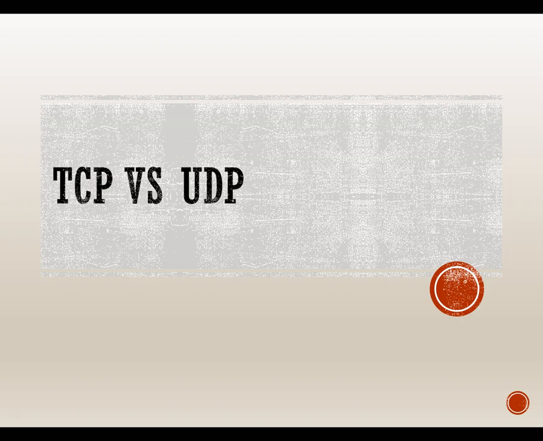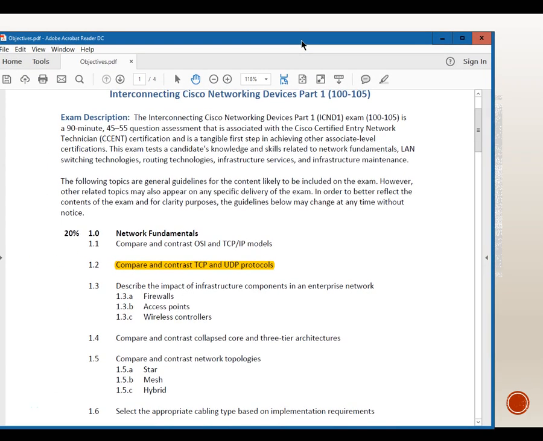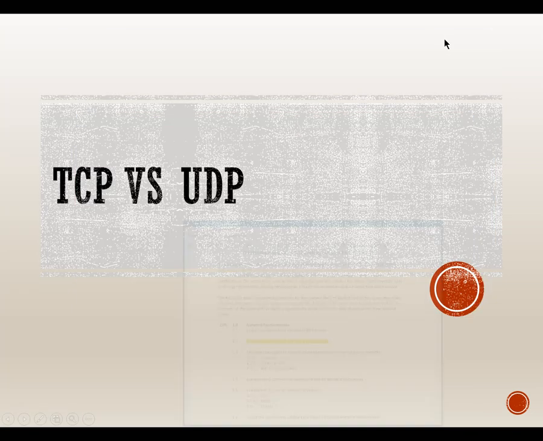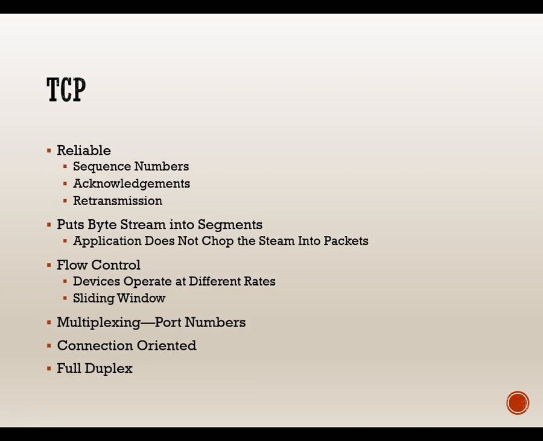In this segment, we'll take a look at the TCP and UDP protocols for a few minutes. Drag over the objectives of, again, Network Fundamentals Objective 1.2, compare and contrast TCP and UDP protocols. So let's get going with that so we can take a look here at them.